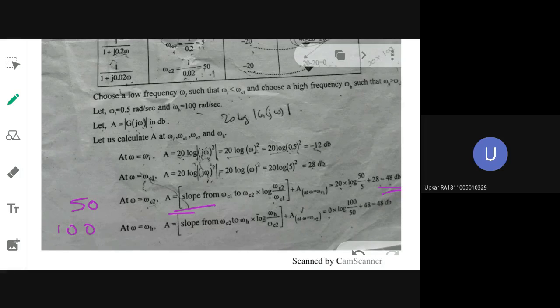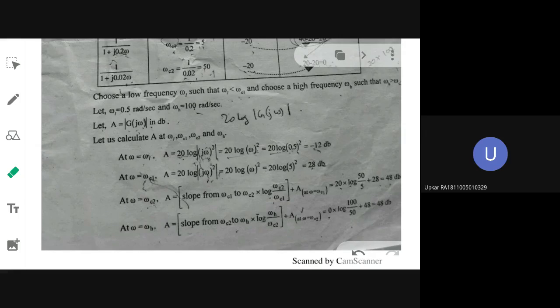And finally, for the higher frequency, same formula. Now the slope change will be from the previous frequency omega C2 to the present frequency omega H into log of present frequency divided by previous frequency. The previous gain is 48. So if you use this, the answers you will be getting are minus 12, 28, 48 and 48. Okay, both are 48 only. Now we will transfer all these 4 points to the Bode plot graph.